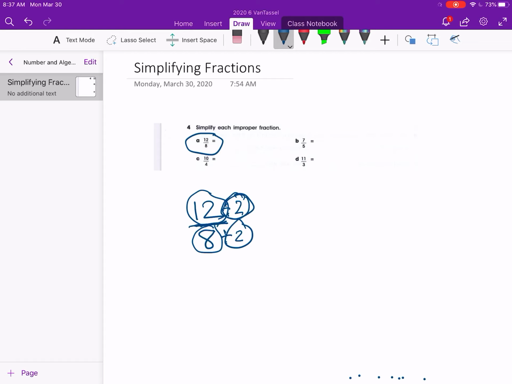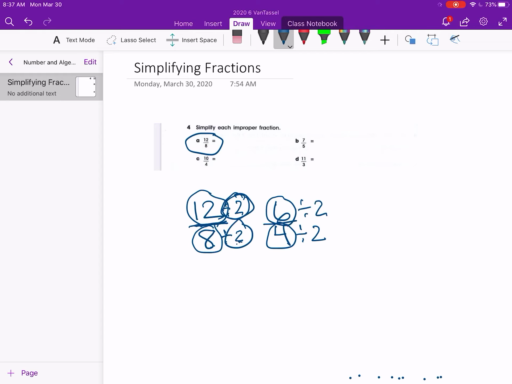So let's do 12/8. These are both even numbers, so I'm going to divide them by 2. 8 divided by 2 equals 4. And 12 divided by 2 equals 6. Now, can this be broken down more? Can I divide this? This is an even number, and this is an even number, so let's try dividing it by 2 again.